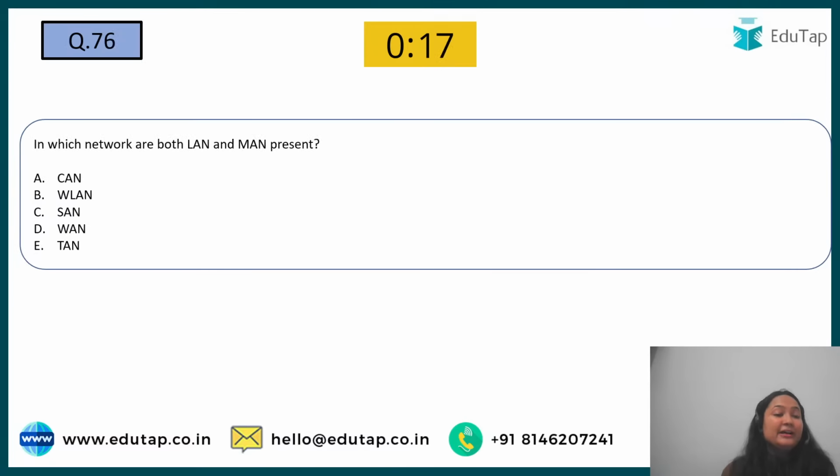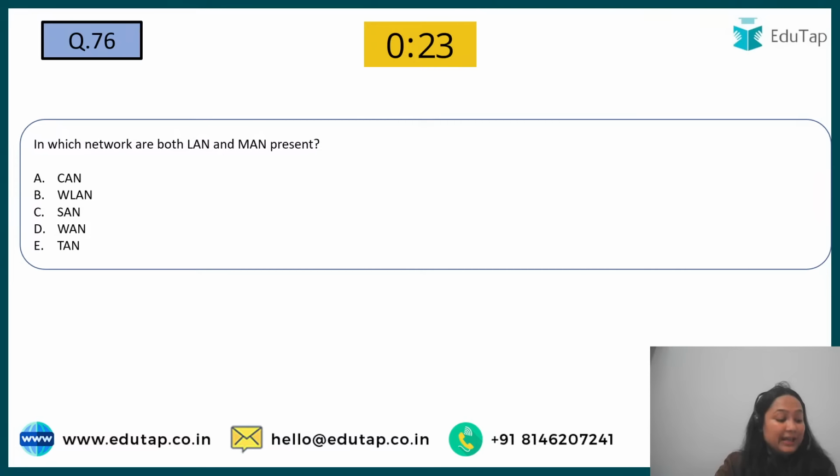Great. All right. Now question number 76. In which network are both LAN and MAN present? LAN is local area network, MAN is metropolitan area network. These describe up to what area we are getting connection. When we talk about LAN, we say up to some kilometers we will be able to get the access, 48, 64 kilometers. MAN, when we are talking about up to 100 kilometers, sometimes we say. But in what system will these two be present?